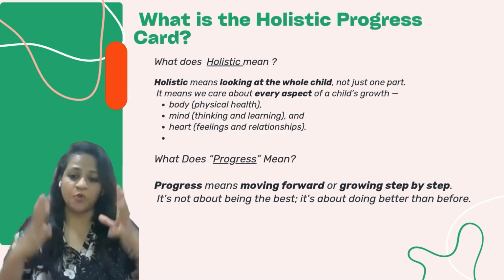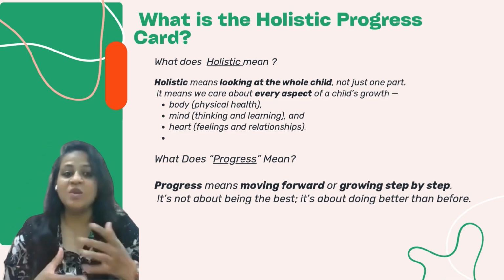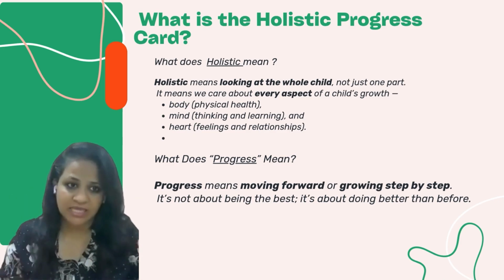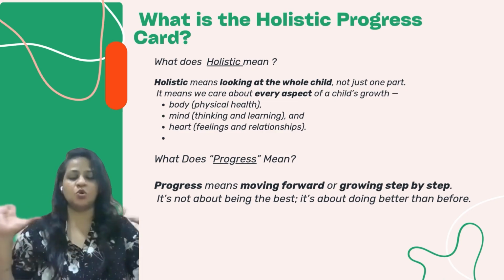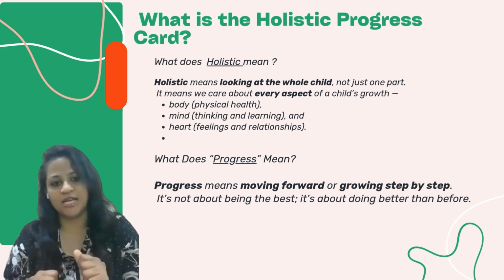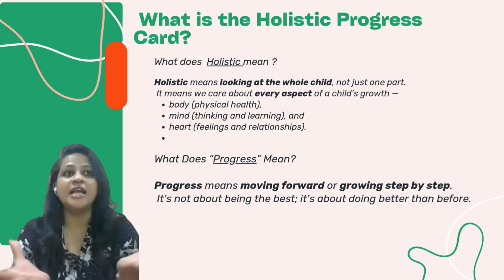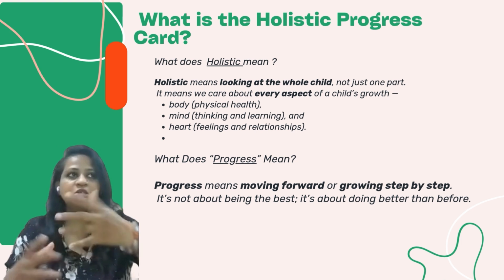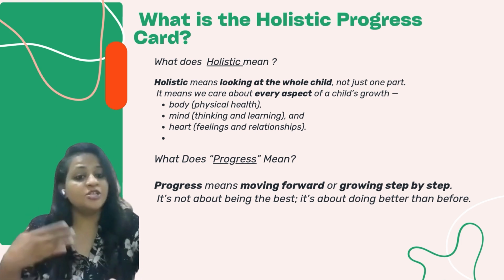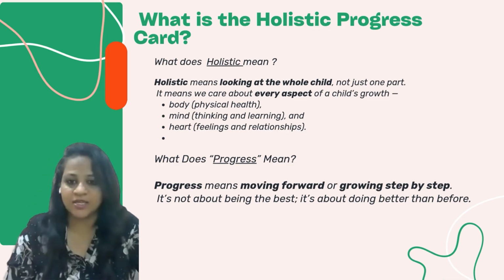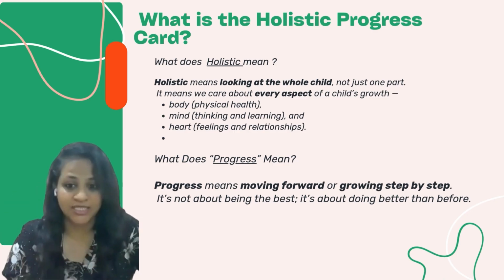So let's just go ahead. Before discussing the progress card, let us have a look at what holistic means and also what the term progress means. Holistic here involves the whole development of the child. It's not just restricted to marks or subjects, but it's looking at the child as a whole. For example, a child may not write letters perfectly yet, but she can tell stories confidently and she can share her snack politely. That's holistic growth. So that is the term holistic in this context.